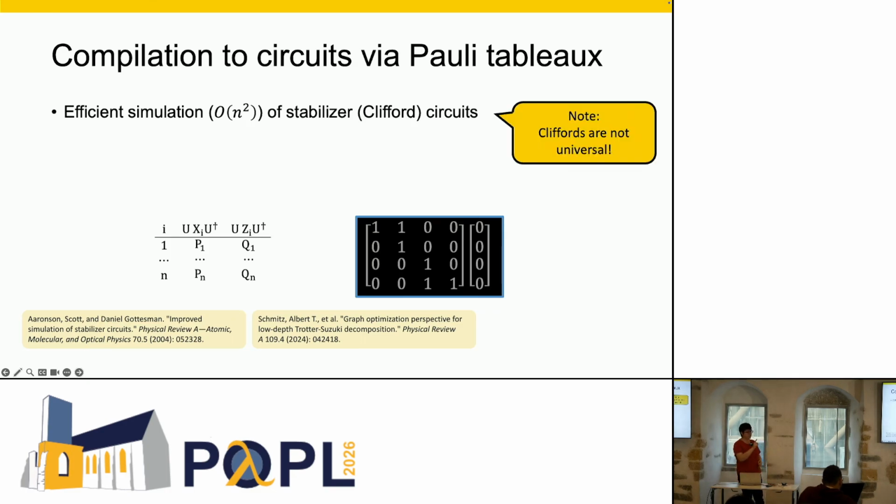Side note, Cliffords are not universal for quantum computing. Important to note, but they're still extremely relevant for all sorts of different applications, including but not limited to quantum error correction. That's a really big source where thinking about Cliffords and thinking about them in this framework as maps on the Pauli group is in fact a very natural way of working with or building error correcting codes.